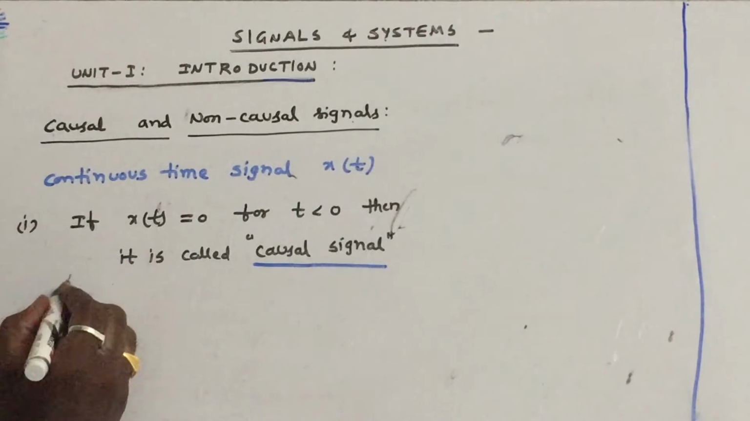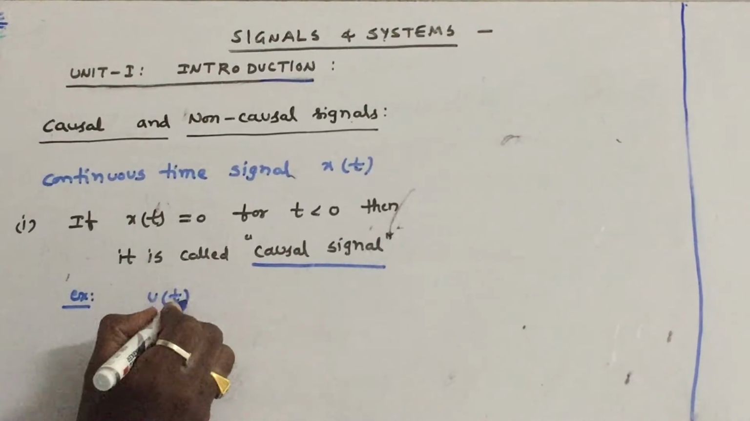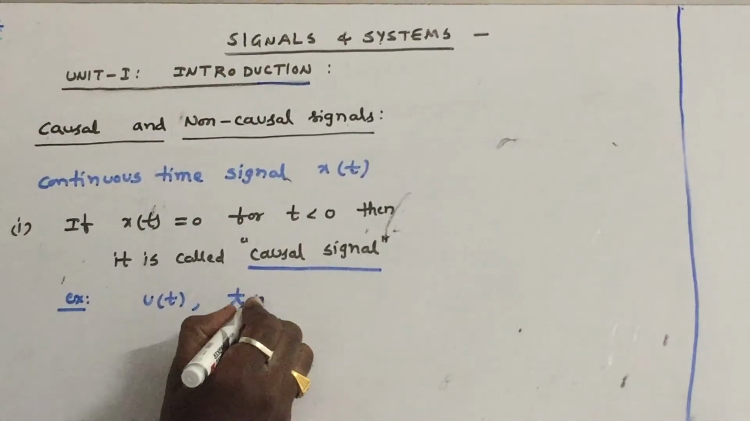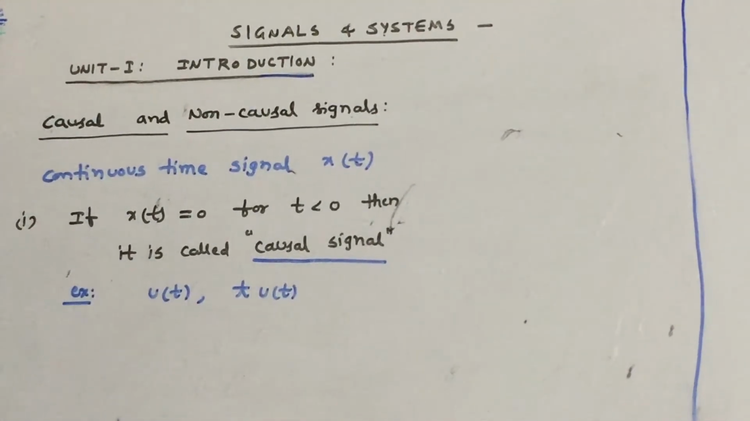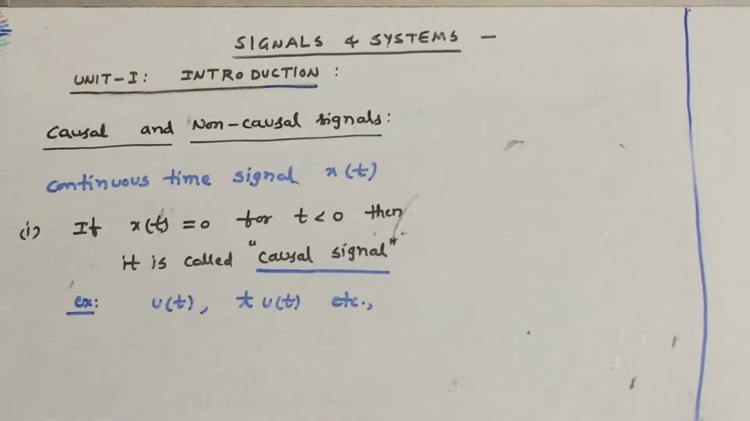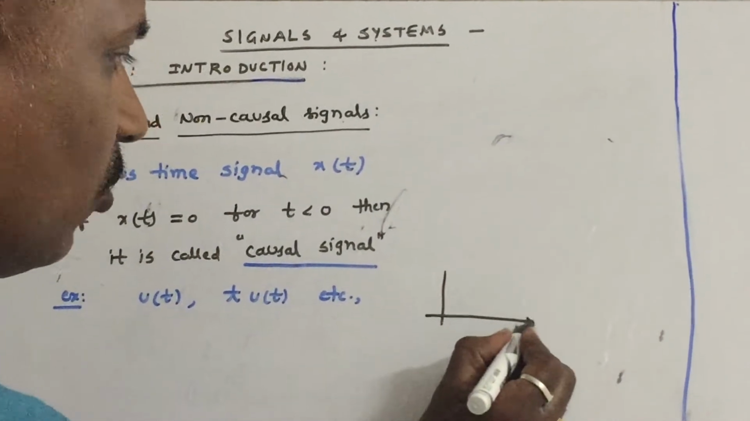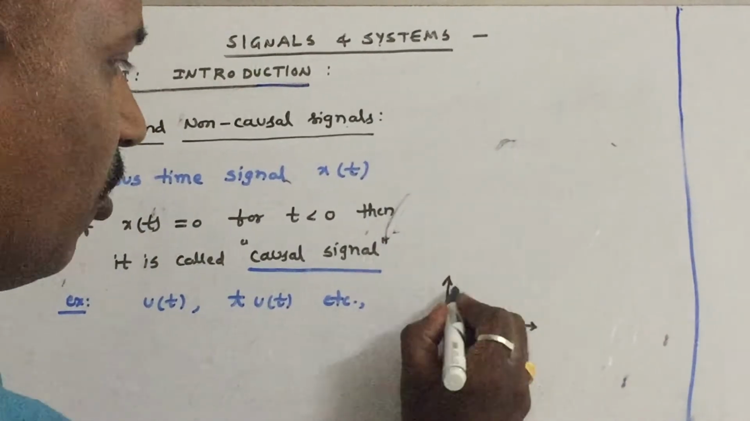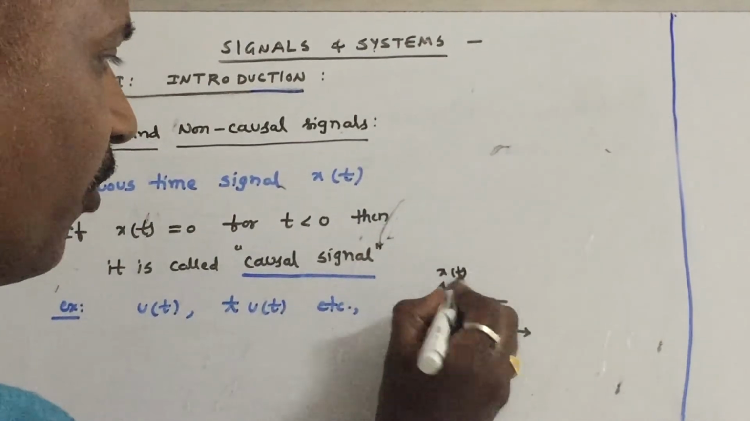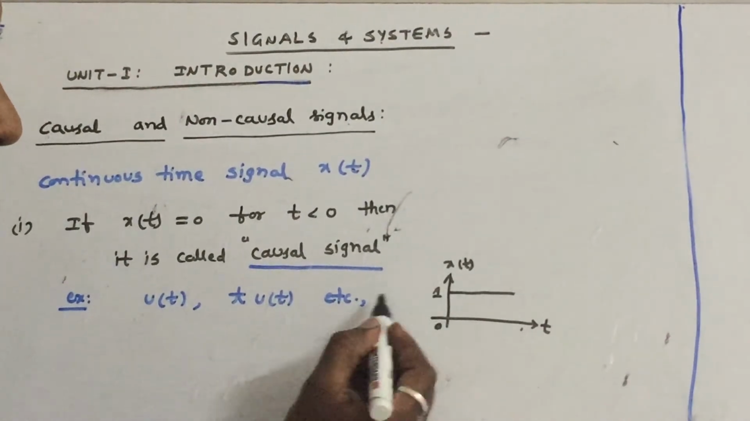So examples of this case will be, for example, if you take u of t, or say t into u of t. You can draw many examples of this kind. For example, if you take u of t, how to draw u of t? As you know, this is 0. So you can see that this is x of t or u of t, and x of t is equal to 0 for t less than 0.